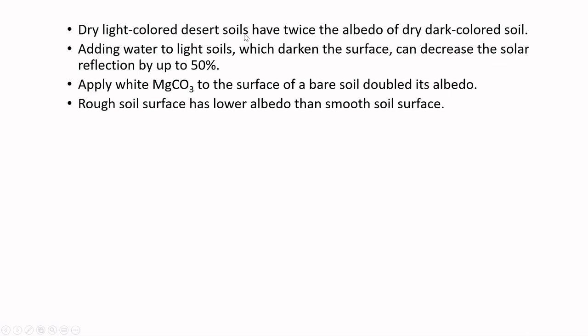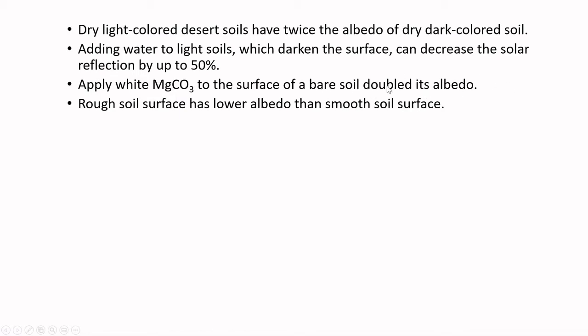When you compare light color soil with dark color soil, let's say both are dry, one light color, one dark color, the light color will have twice the reflection of the dark color soil. If the soil is dry and we add water to the light dry soil, the surface turns a bit darker. This also decreases the solar reflection by up to 50%. So it means when we darken the soil, the reflection becomes less. Let's say we apply white magnesium carbonate to the surface of bare soil, it doubles its albedo.